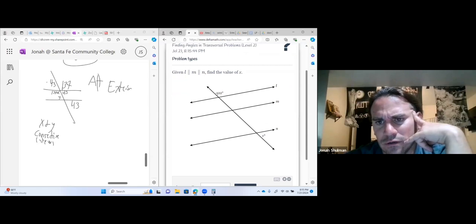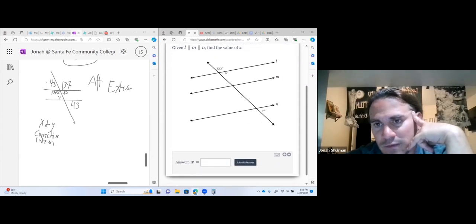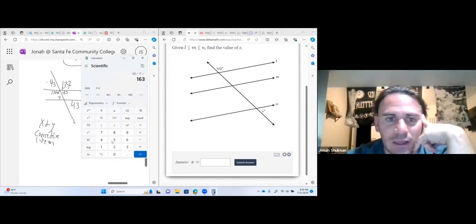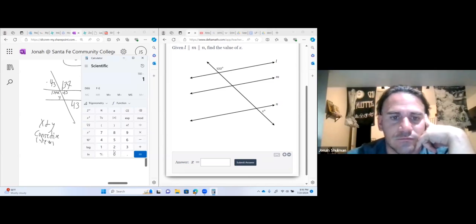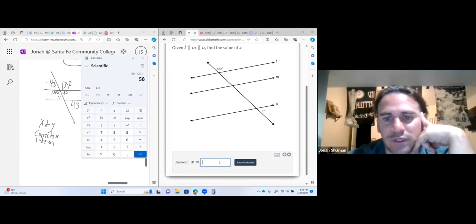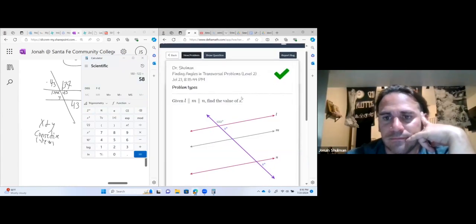I drop it here, it's 122. I drop it here, it's 122. So it makes a straight line. This one, there's no name because, oh, if we have both of these together, these are consecutive exterior. So it's 180 minus 122. And if you want, don't be afraid to let the calculator be your friend. Ta-da, 58 degrees. Boom.